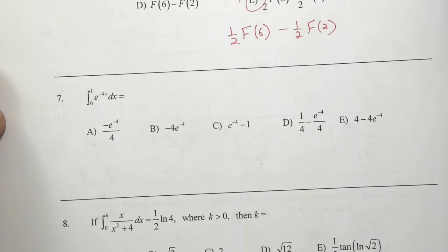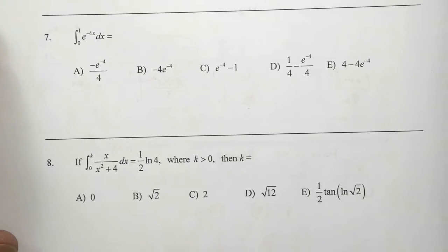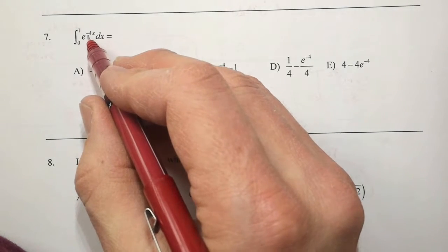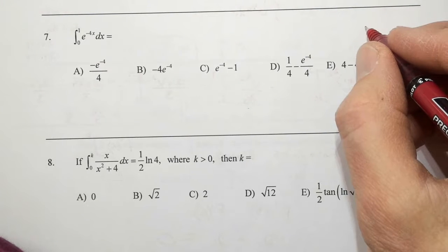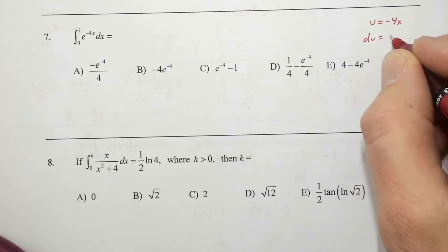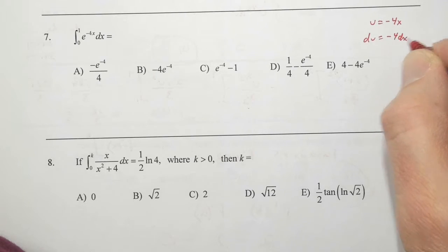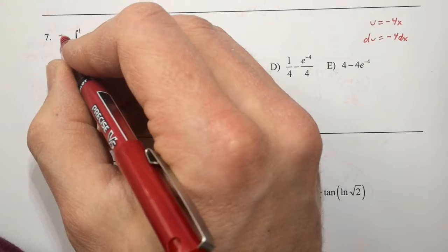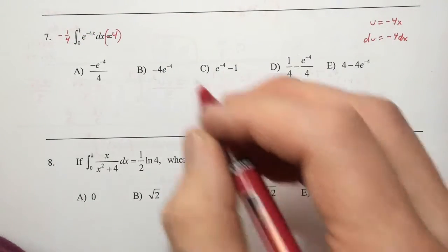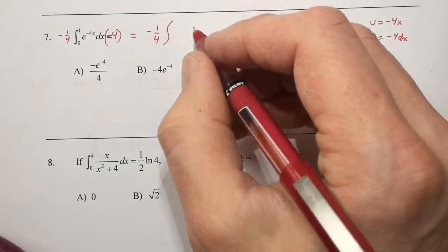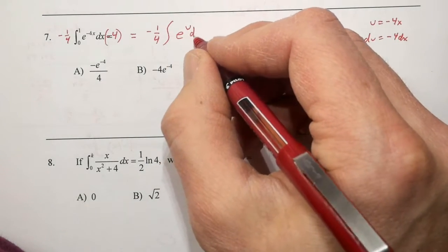With number 7, we have the integral from 0 to 1 of e to the negative 4x. So again, there's an inner function. The exponent is more than just x. So we're going to make u equal to negative 4x, and du is equal to negative 4 dx. We don't have the negative 4, so we need to put it in, which means we need a negative 1/4 on the outside. So we're looking at negative 1/4 times the integral of e to the u du.